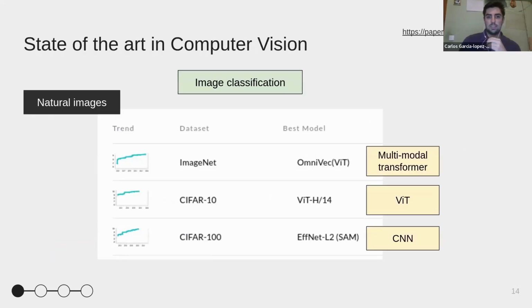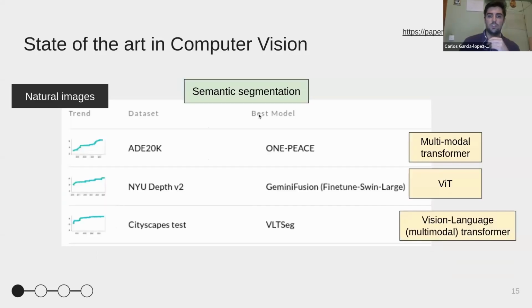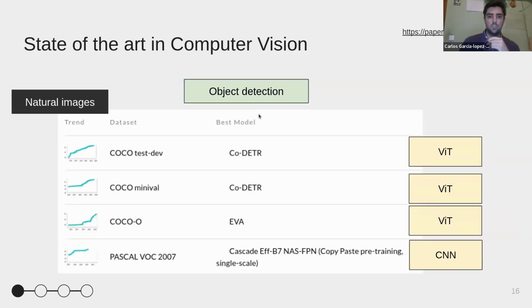So looking at this, we can understand how in the natural images world, so that is for images that you may have on your phone, images of dogs, images of cats, of cars, whatever, the state of the art for computer vision is led by transformers: image classification, semantic segmentation, object detection, whatever.